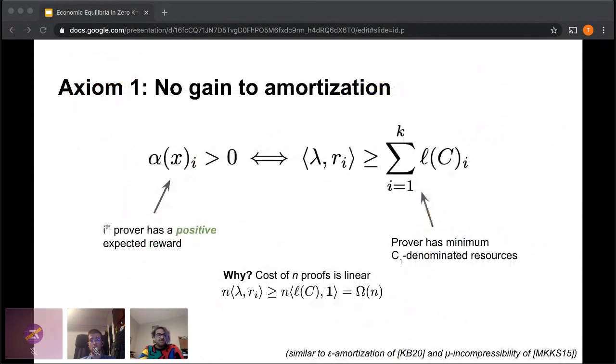So now let's go to the axioms. First axiom, no gain to amortization. This basically says if you have a positive expected reward, then you need to necessarily have more compute than the L1 norm of the minimum. And why is this? This sort of forces a linearity lower bound, because this means that for every proof I generate, I have to commit at least the L1 norm of the lower bound per proof. I have some type of non-asymptotic amortization, but cannot have asymptotic amortization.